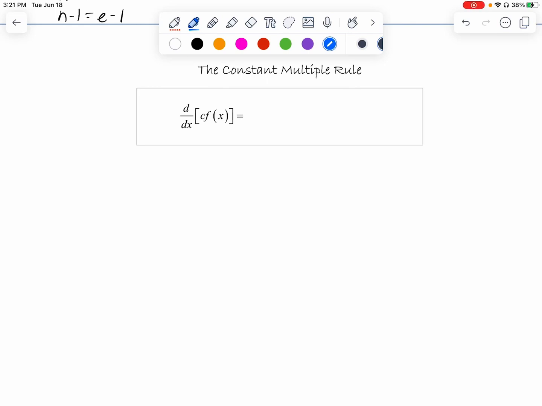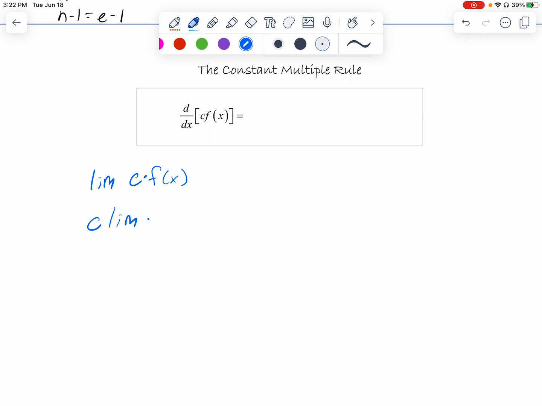You may remember the rule with limits, that if I had a limit of a function with a constant in front of it, then I was able to take that constant out. That was one of our limit rules. And then just take the limit of the function and multiply it by that constant.